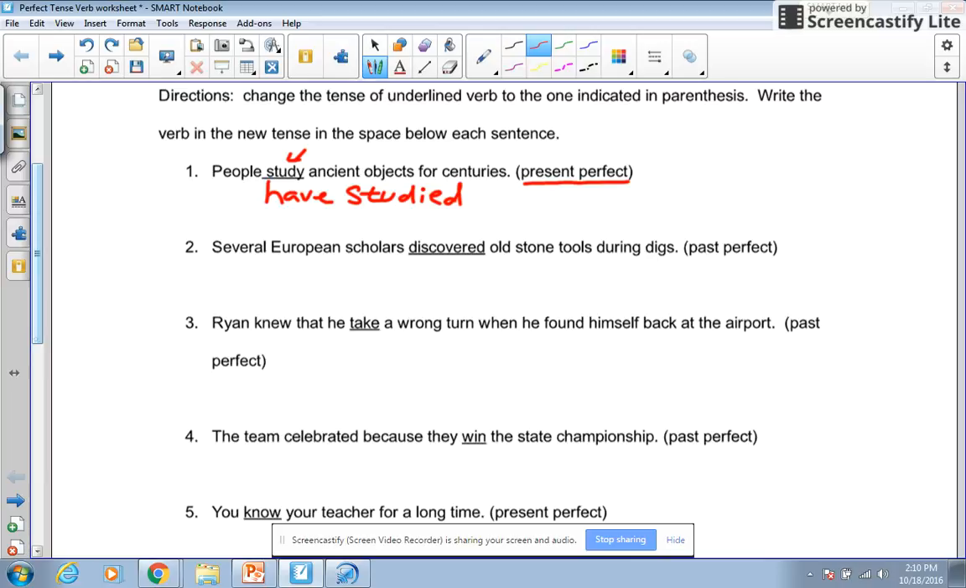What I do want to take a look at is number 3. Ryan knew that he'd take a wrong turn when he found himself back at the airport. So first of all, I need to turn this into a past perfect tense verb. If I remember my formula, I know that I need had. And the next thing I need to do is make that into a past tense. Now, took could be past tense, but had took is not correct grammar. So in this case, it'd be had taken. And that's it.